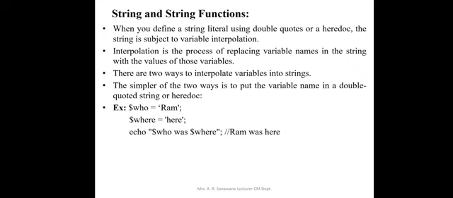For example, if you declare string variables $who equals Ram and $where equals here, and now we use double quotes for the declaration of $who and $where, the statement written would be "$who was $where". If you display this message, the output will be Ram was here. So $who's value is replaced with its variable's value, that is Ram, and the $where variable is replaced with its value, that is here. That's why the output will be Ram was here. This is the variable interpolation where actual variable names are replaced with their values.